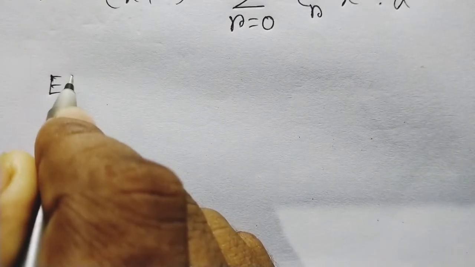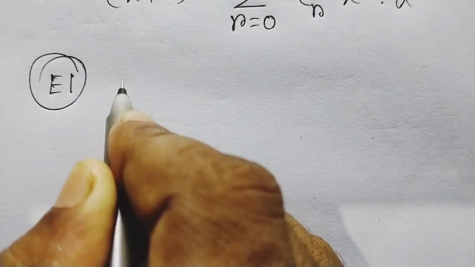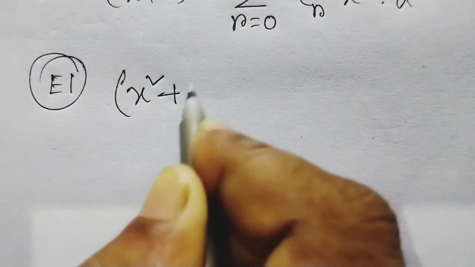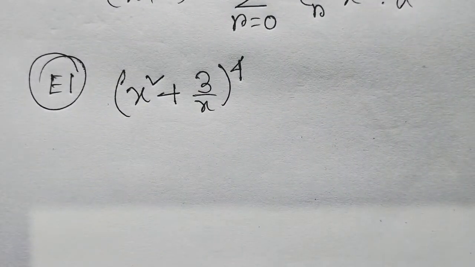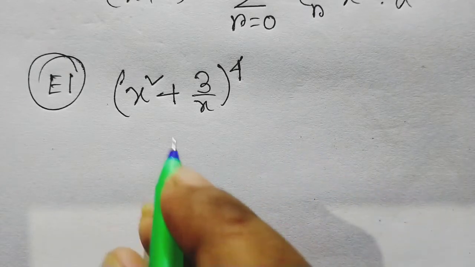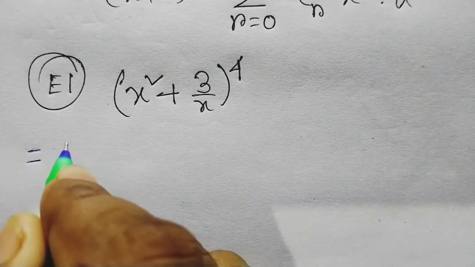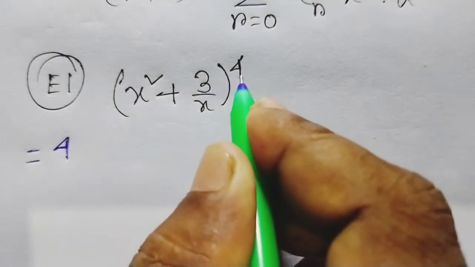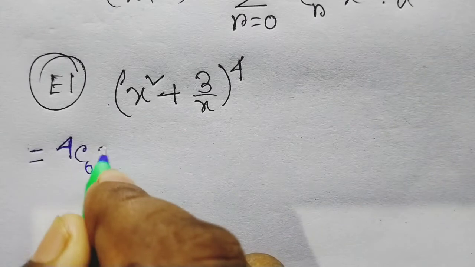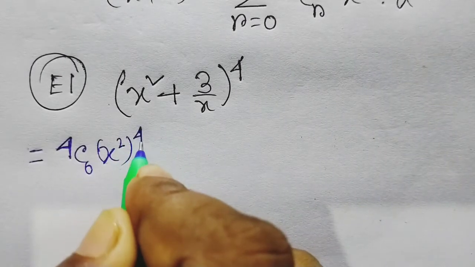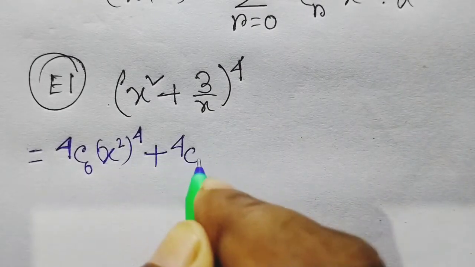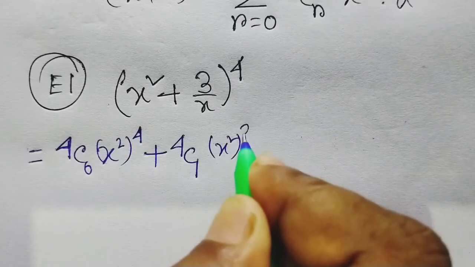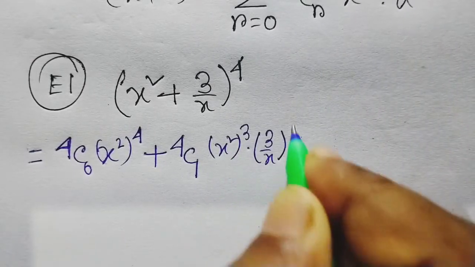So here is the first example. Example 1 is: expand x square plus 3 by x whole to the power 4. Expand this. Using the binomial theorem, we can write, here the value of n is 4. So 4C0 x square whole to the power 4 into, next plus, 4C1 x square whole to the power 3 into 3 by x whole to the power 1.